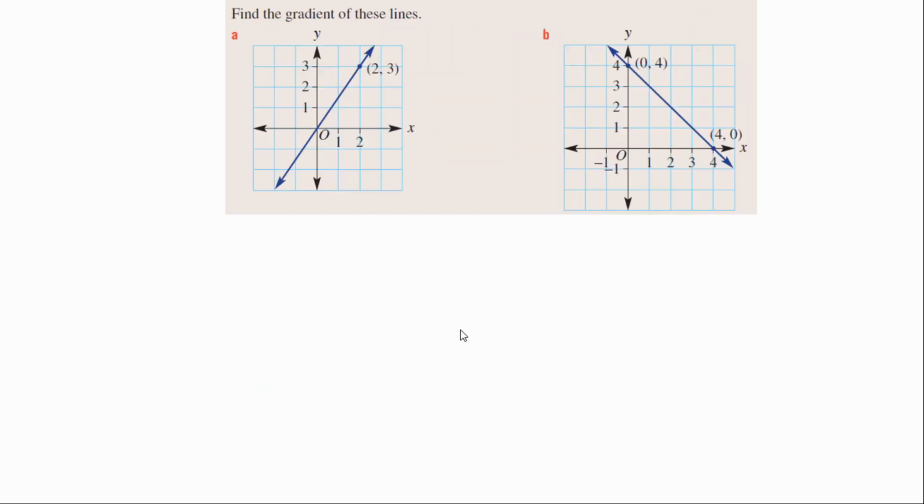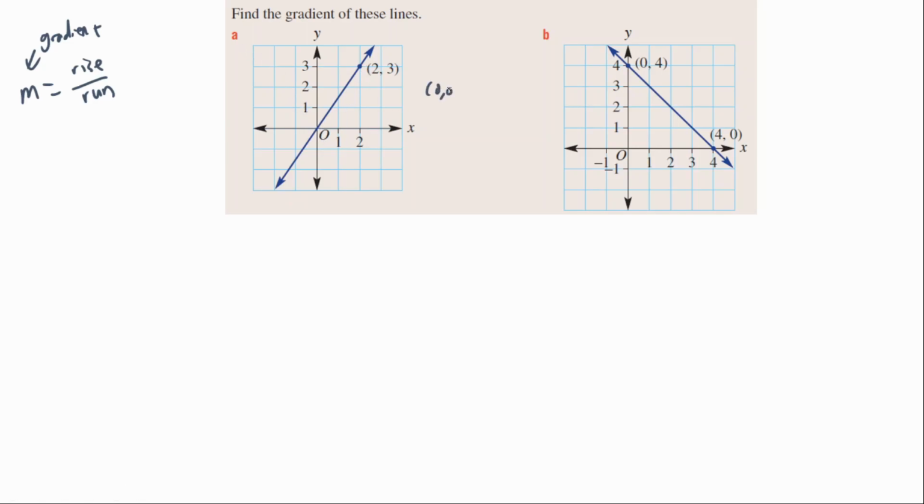Alright, now we're going to find the actual gradient of different lines, and this is going to use the rule M, or gradient. M stands for gradient. Let's try and remember that. It is rise over run. So rise is the change in y, so it means how high we're going up, and run is the change in x, so that's the horizontal. So to do this, we need to find two different points. And for this one, we're going to use the origin and this point here.